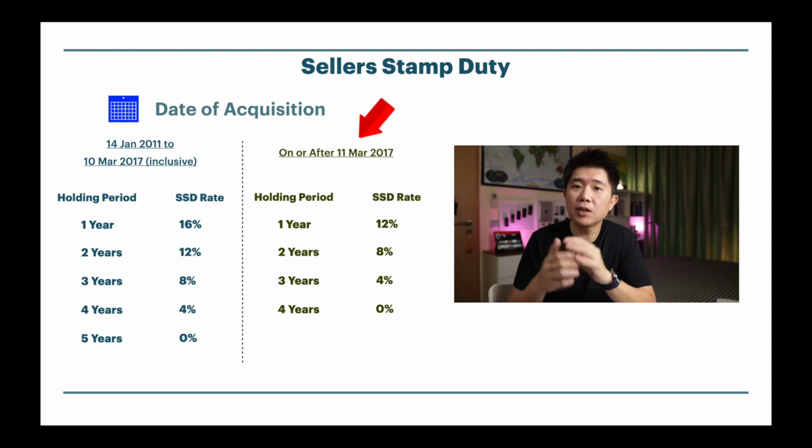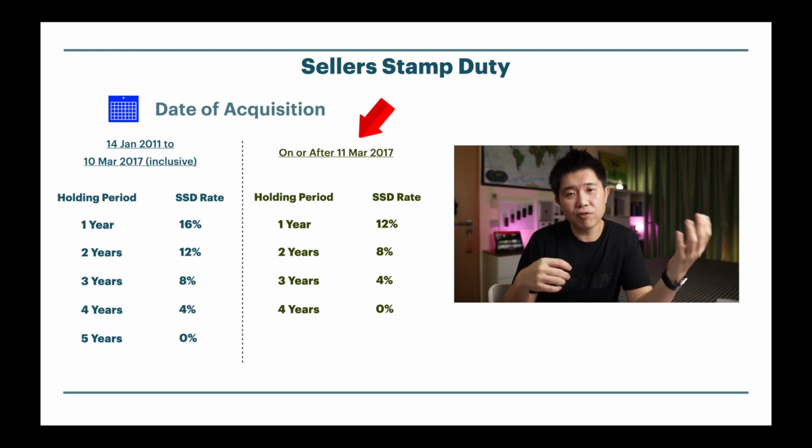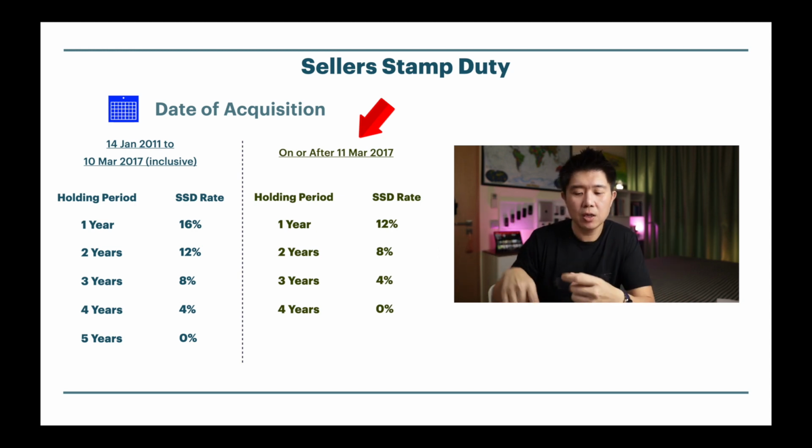But if you bought the property on or after 11th of March 2017, IRAS has relaxed the rule a little bit. Instead of 4 years, it's now down to 3 years. And the rates have also gone down. The first year will be at 12%, second year at 8%, the third year at 4%, and the good news, from the fourth year onwards, you do not have to pay any SSD.